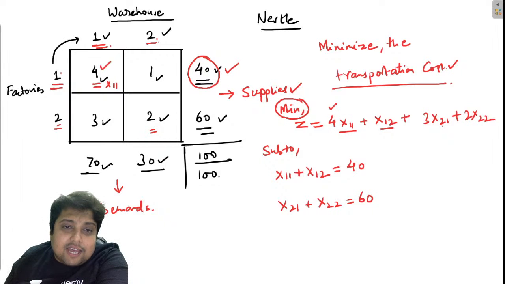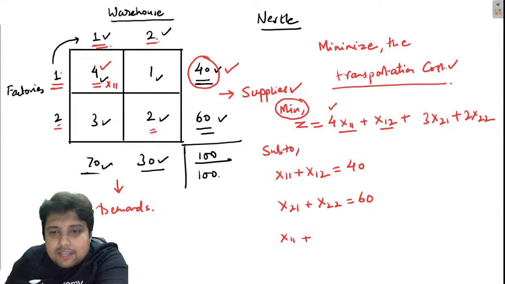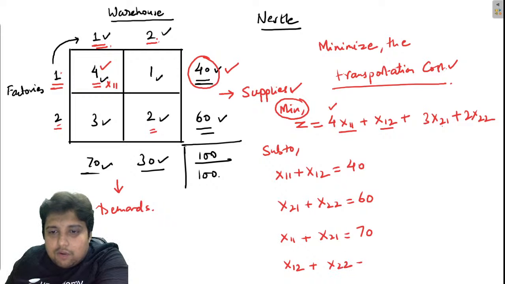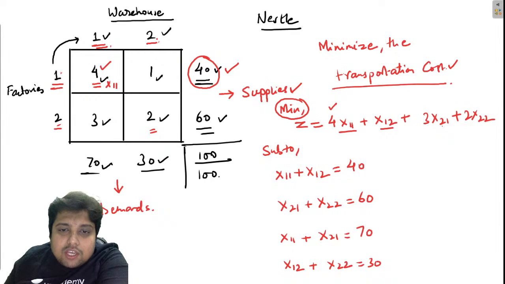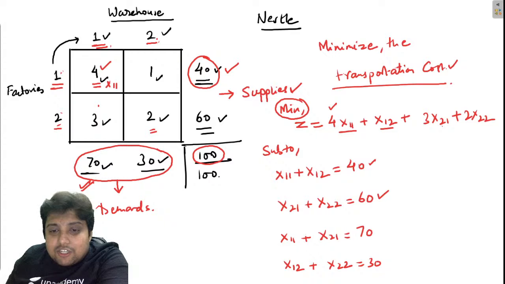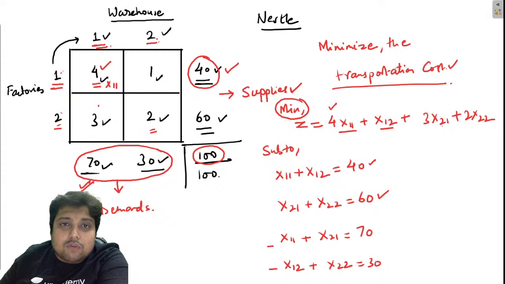Now my friends, please check this out: x11 plus x21 is equal to 70, and one more, x12 plus x22 is equal to 30. Because the factories are producing 40 plus 60, 100 units, the warehouses are also going to be full. So whatever product has gone from factory 1 to warehouse 1, or from factory 2 to warehouse 1, the total warehouse 1 will have 70 units. So I have mentioned that here. Similarly, x12 plus x22 is equal to 30 units.